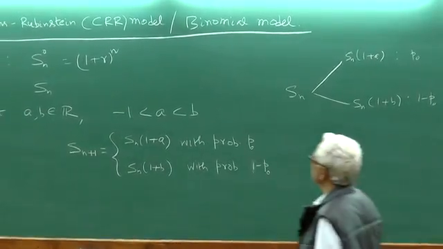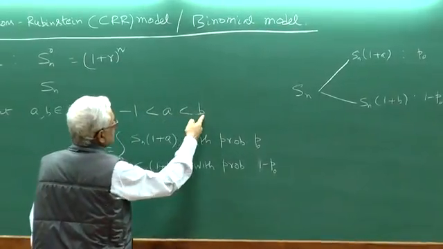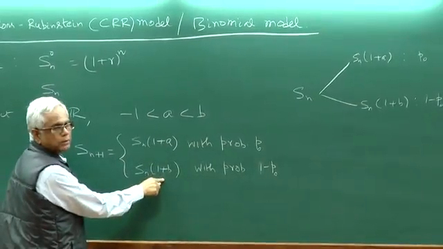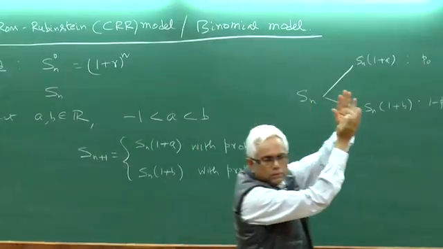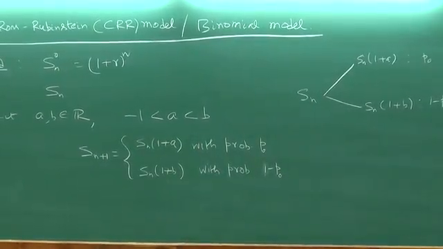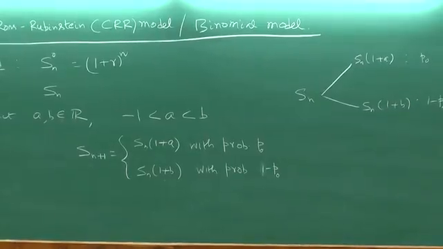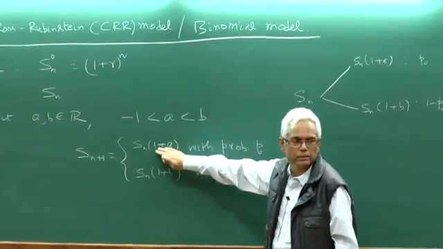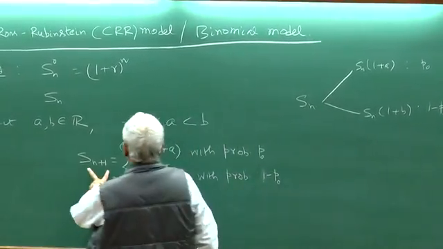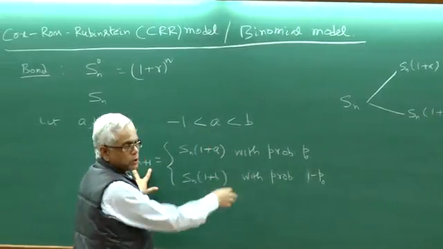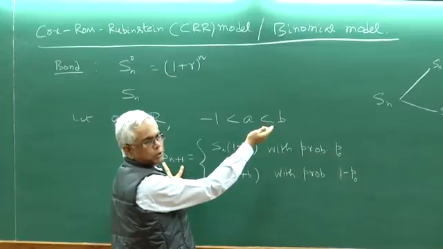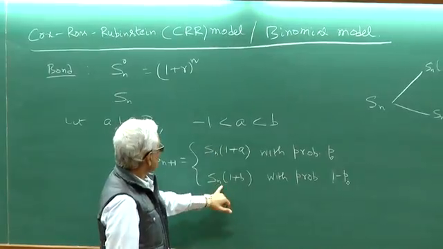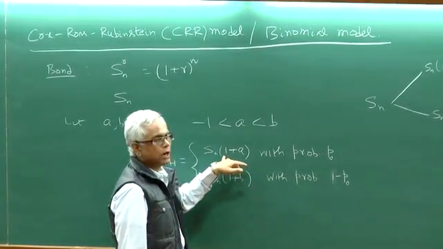Now here, look at -1 less than A less than B. It doesn't mean that this is down or this is up. Both can be up, both can be down, or one up and one down. All possibilities exist, because I have not restricted anything, only I have said this one is bigger than that one. S_{n+1} may be less than S_n in both possibilities, or more than S_n in both possibilities. But this is higher than this. So you can call it up with this probability, but down is not the correct term.